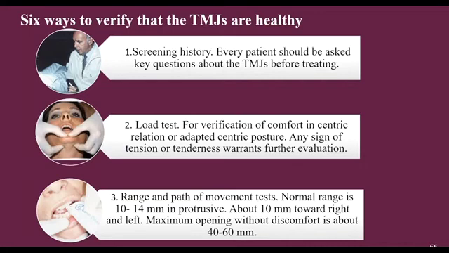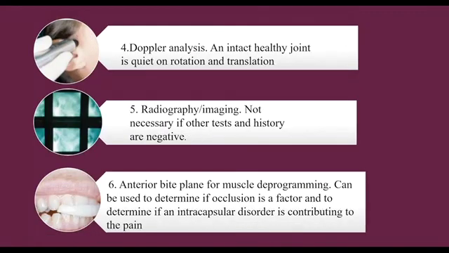Load test for verification of comfort in centric relation or adaptive centric posture. Any site of tension or tenderness warrants further evaluation. For a healthy joint, the load test should be negative. Range and path of movement test. Normal range is 10 to 14 mm in protrusive, about 10 mm towards the right and left, and maximum opening without discomfort is 40 to 60 mm. Doppler analysis. An intact healthy joint is quiet on rotation and translation without any crepitation and noises. Radiographic imaging is not necessary if other tests and history are negative.